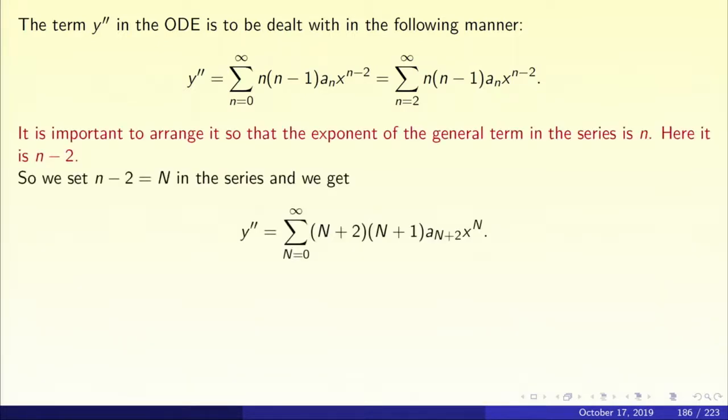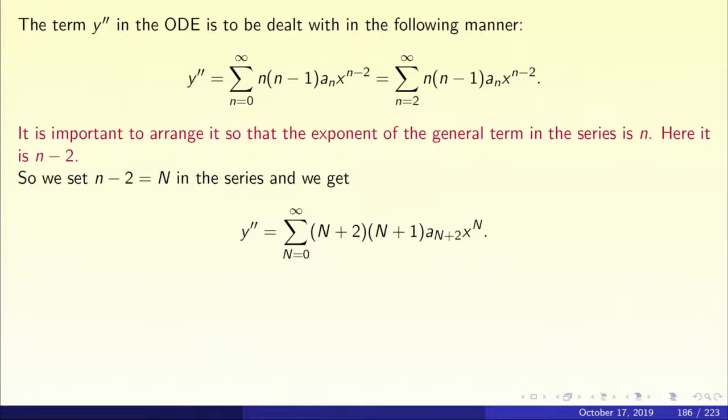Now what do we do? It is important that the exponent of x should be x to the power n and not x to the power n minus 2. So we need to correct this little problem immediately, and the way you do it is to set n minus 2 equal to capital N. In the last displayed equation, you get y double prime equal to summation capital N from 0 to infinity, because when little n goes from 2 to infinity, capital N goes from 0 to infinity. So you get y double prime equal to summation capital N from 0 to infinity, (N plus 2)(N plus 1) a N plus 2 x to the power N.